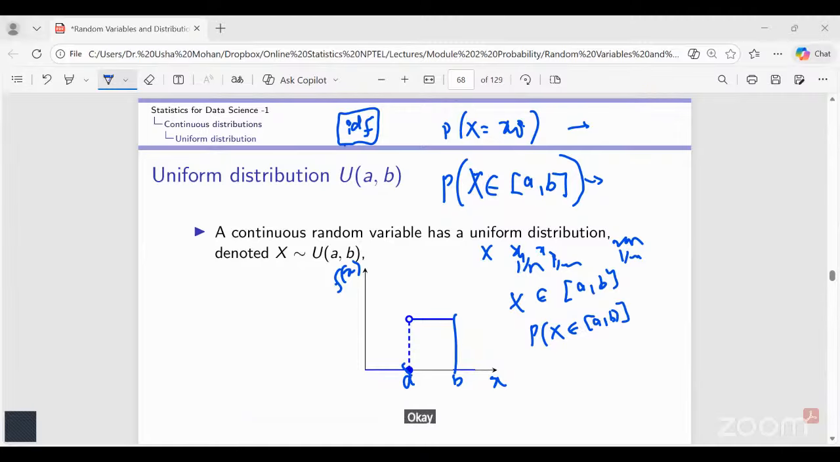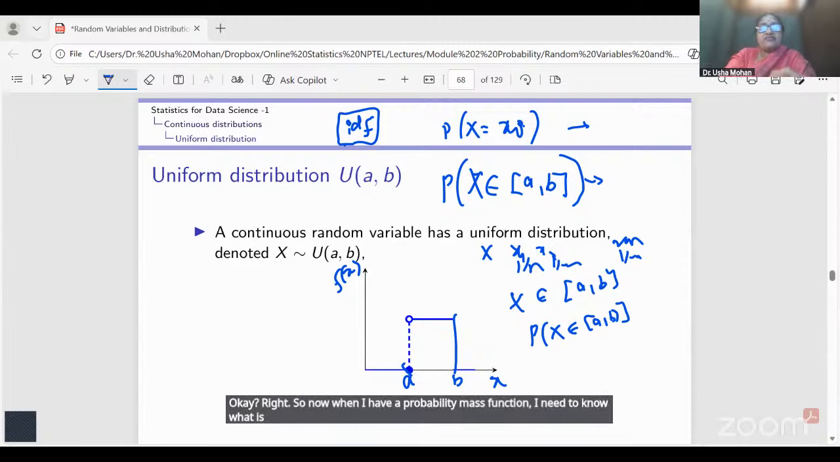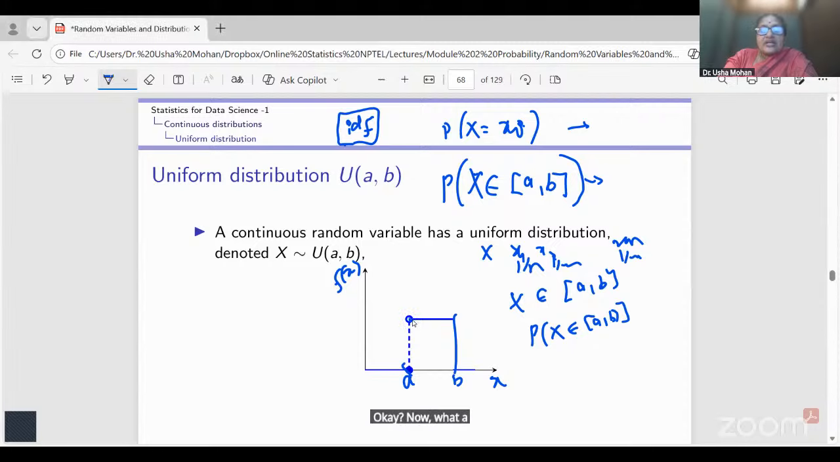Okay. So now I need to know what the probability density function is. What is uniform? It means that for any value of x between a and b, this probability density is a constant. That's what the graph is telling me. Is that clear?